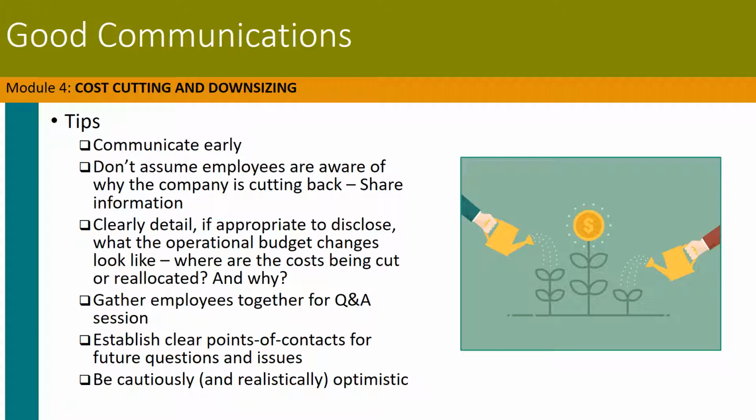If it's appropriate to disclose and not confidential, disclose the operational but not pay-related budget changes. Where are the costs being cut or reallocated, and why are they being cut or reallocated? Make sure that employees know who they can go to within the organization if they have questions. Include a realistic touch of optimism in company messaging. Eventually, these cost-cutting measures will lead to the better good of the organization and its people.